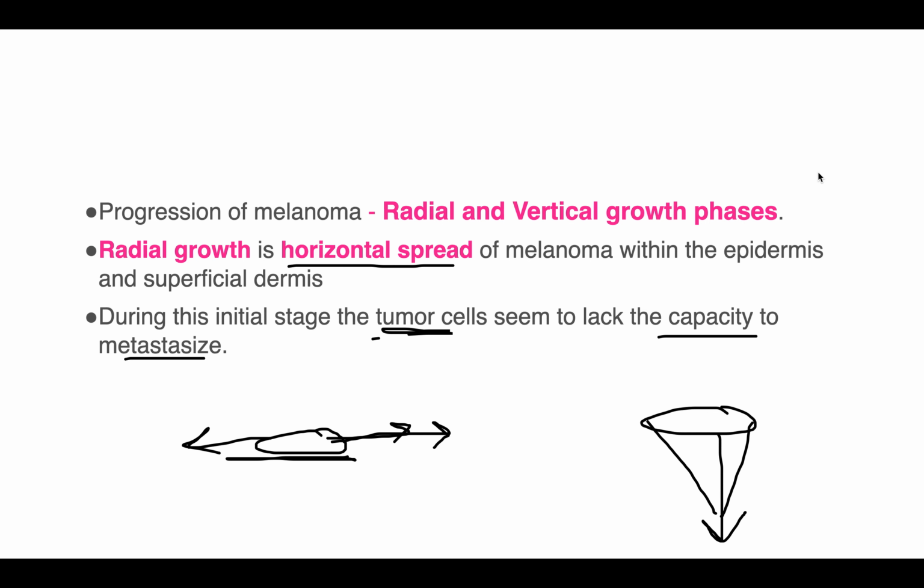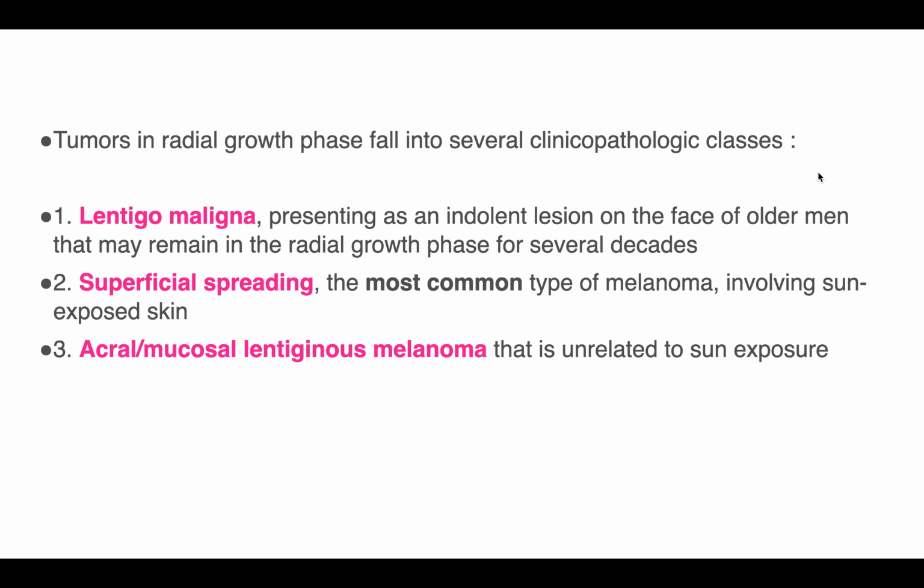Now in case of radial growth, we have various patterns, and tumors can look different. First is lentigo maligna, then superficial spreading, then acral or mucosal lentiginous melanoma. Mucosal will be unrelated to sun exposure. Superficial spreading is the most common type of melanoma and occurs on sun-exposed skin. Then lentigo maligna is a lesion present on the face of older men, and it remains in the radial growth phase for many decades. So these are the variants of the radial growth phase.